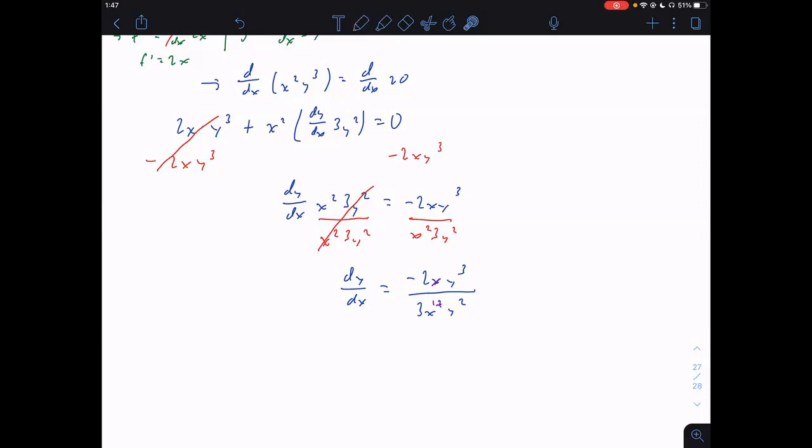All right. And now look at the y variables. We have 3 factors of y on top, 2 factors of y on the bottom. So these have 2 common factors of y. We can cancel out 2 factors of y from the numerator and denominator. So this will become 1, and this just goes away. Leaving us with our implicit derivative of dy over dx equal to negative 2y over 3x.